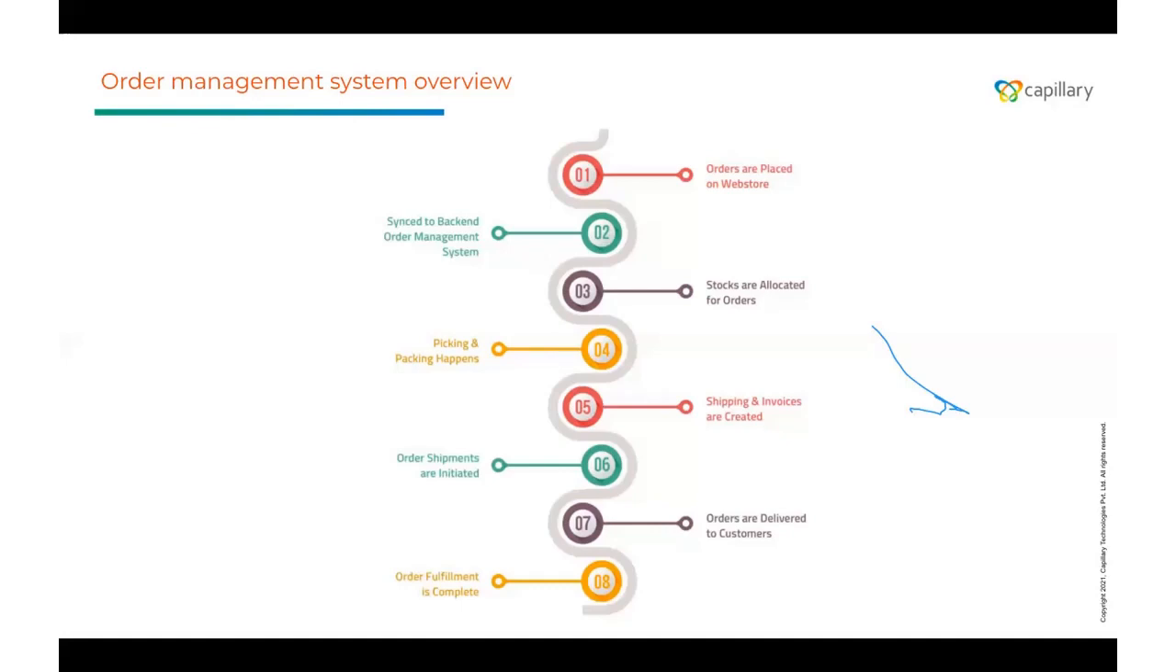And after the allocation happens, the items are basically picked and packed. And after that, you would go ahead and allocate logistics. And then those allocated logistics, you basically publish those labels on the packaging itself, and then it's handed over to the logistics. So if you see the picking, packing, which is the 4th step, and then shipping invoices are created, which is basically those AWB numbers and the invoices are created. And then you actually stick those things on the packaging itself, and it is actually handed over to the logistics guys, which is the order shipments are initiated, which is step 6.